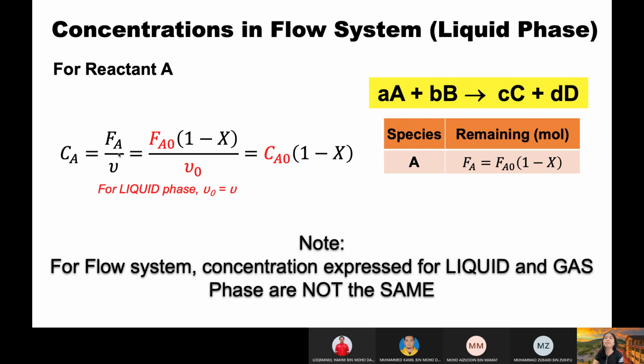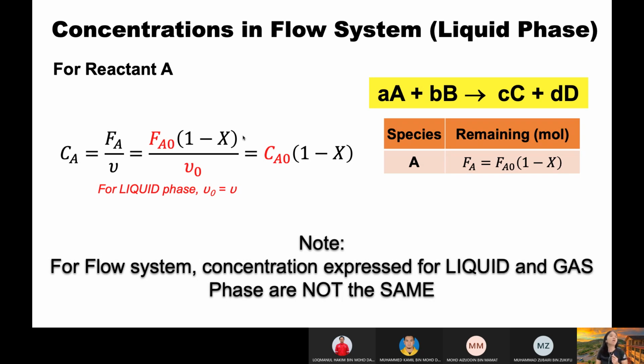Okay, so FA ni from the table, that's why we do the table. Sebab daripada table, it tells us FA ni equals to FA naught in bracket 1 minus X. So that's the function of the table. So I replace my FA with FA naught in bracket 1 minus X. Okay, then per. So per tu, it's disebabkan chemical phenomenon explains that volumetric flow rate doesn't change for liquid. Inlet, outlet volumetric flow rate takkan berubah untuk liquid phase system.